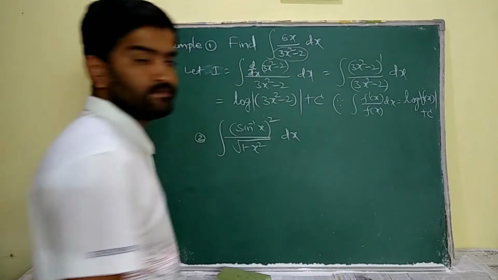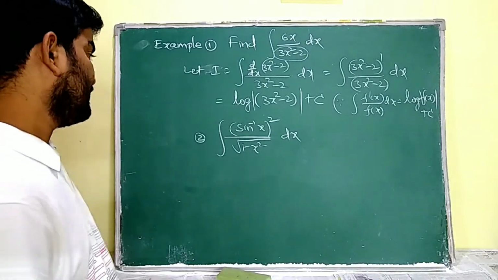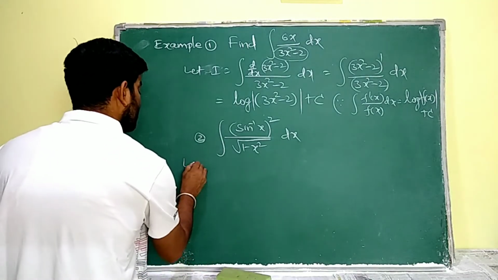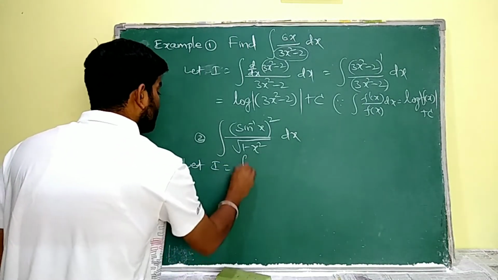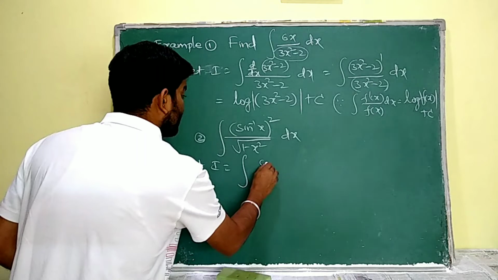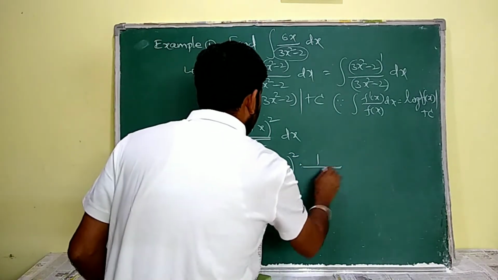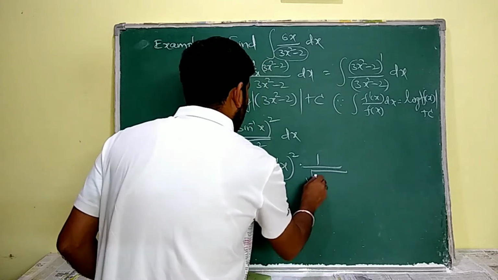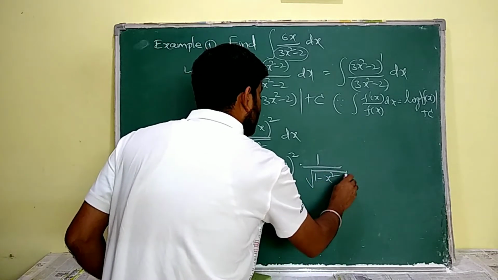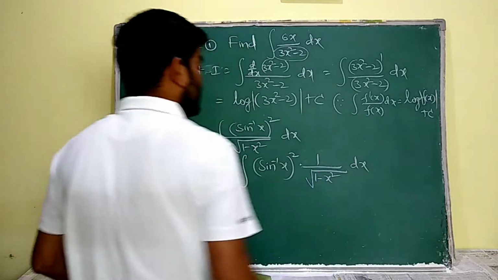Understand? Coming to the second example, here let I is equal to integral sin inverse x whole square into, I am going to rearrange this as 1 by root over 1 minus x square dx.